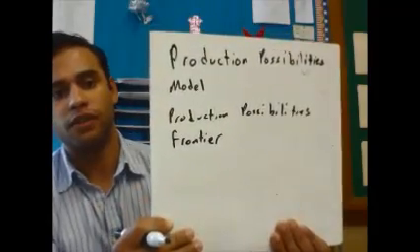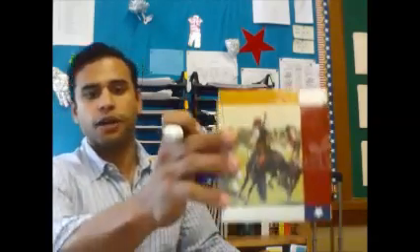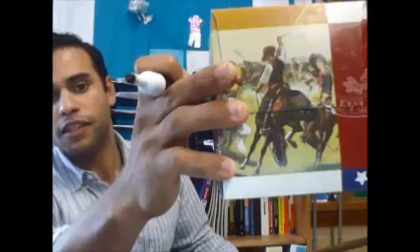Production possibilities frontier. Now, what's a frontier? Well, a frontier is a border. Remember the old frontier, the Wild West? In fact, I've got a tissue box here that I'm using as a whiteboard stand that's got pictures of cowboys. The Wild West, the frontier, the border.